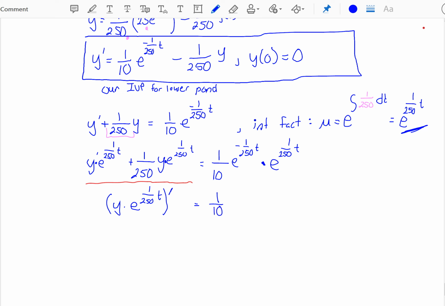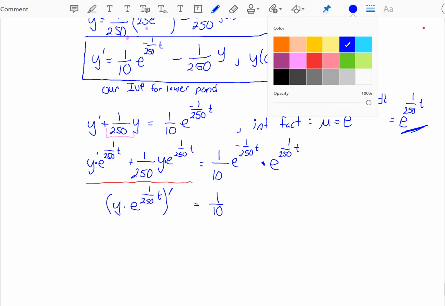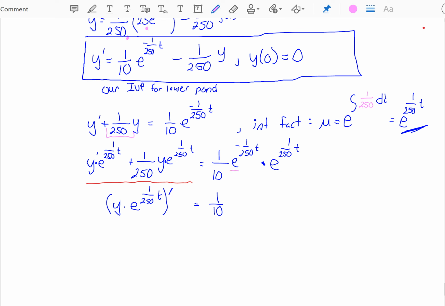On the right-hand side, notice that you're multiplying two exponential expressions that have a common base. And so you would add your exponents to get e to the 0t. Of course, e to the 0t is just 1, so maybe I shouldn't even write this e to the 0t. Let's just leave it as 1/10.